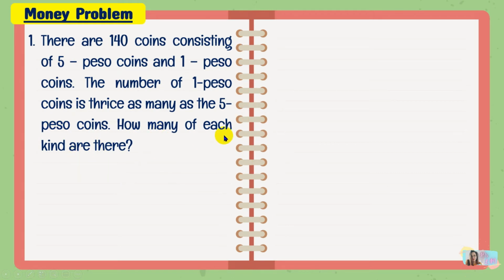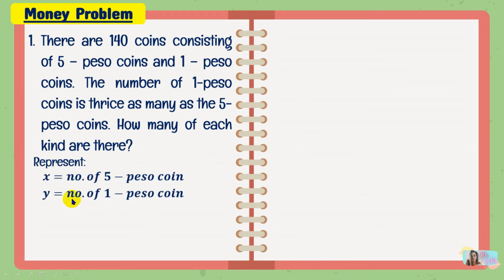So, the problem is asking for the number of peso coins na meron tayo. So, tag-ilan nga ba yung 5 peso coin at yung ating 1 peso coin? So, we have to represent that by our x and y variables. X will be the number of 5 peso coins, and then y will be the number of 1 peso coins. From the first statement, nabanggit po na there are 140 coins. So, pag pinagsama daw natin itong dalawang to, meron daw 140 pieces of coins. Kaya po, x plus y is equals to 140.